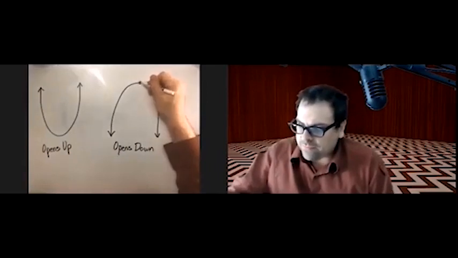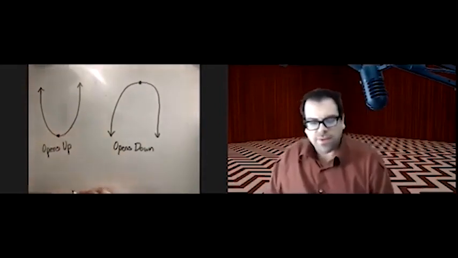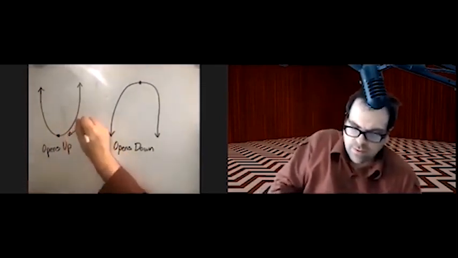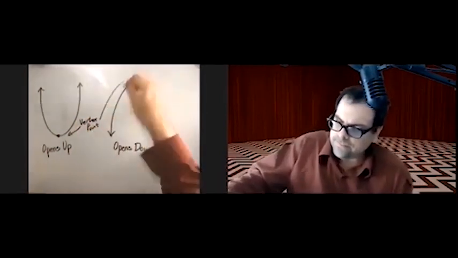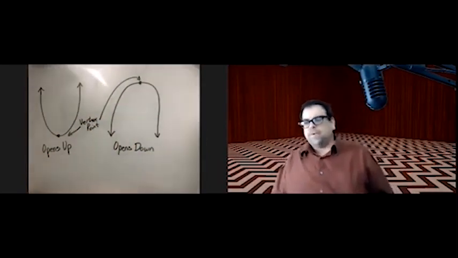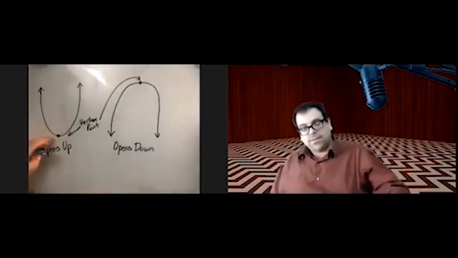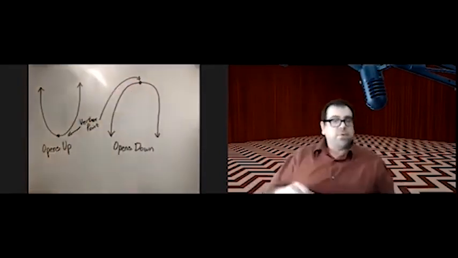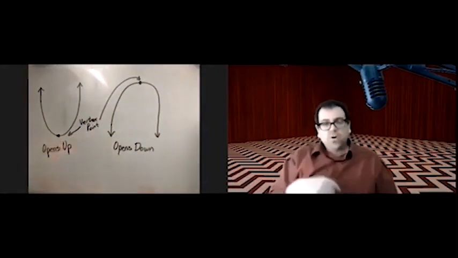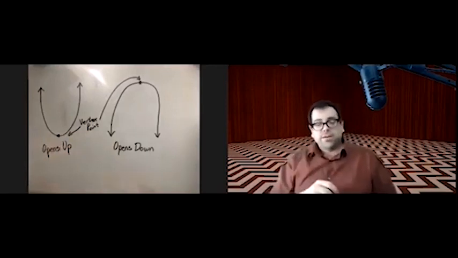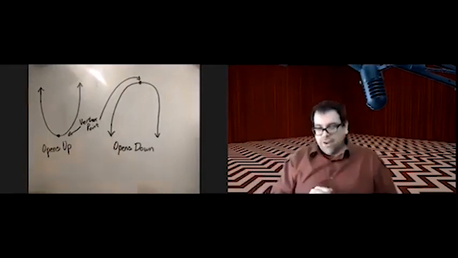The point all the way at the top for one that opens down, or the point all the way at the bottom for the one that opens up, that's called the vertex point. So a vertex point is the minimum or maximum point, the point at the top of the hump, the point at the bottom of the valley. When we're moving a parabola up, down, left, right, it's that vertex point that we're actually moving, and then we draw it off from there.